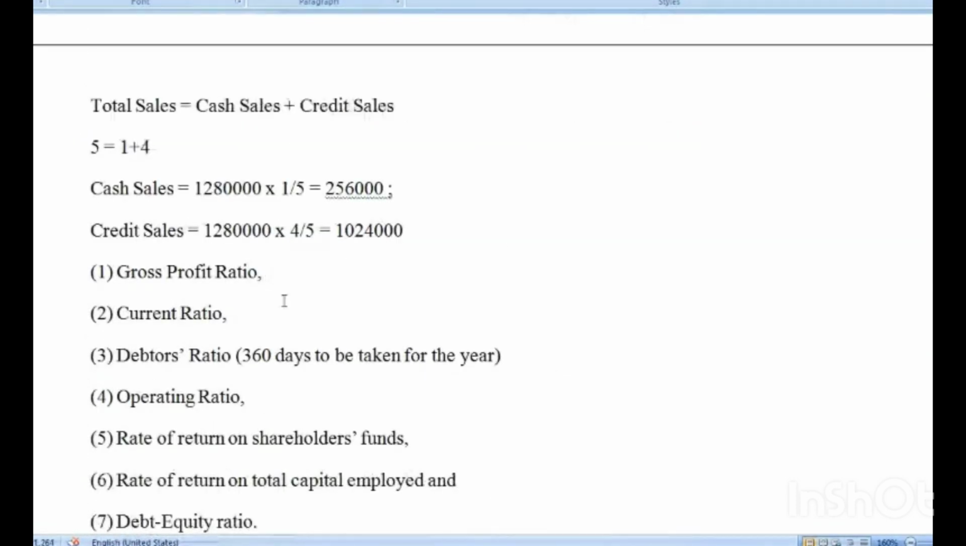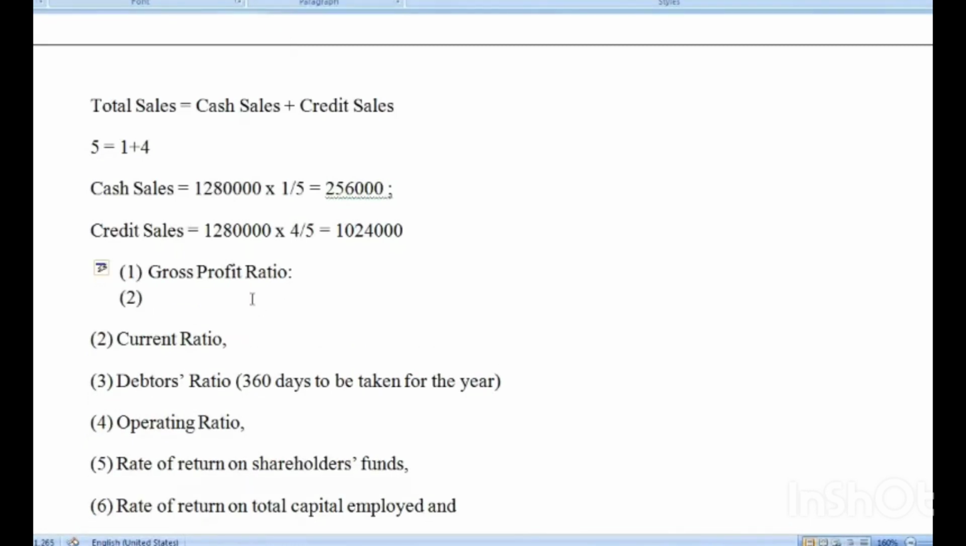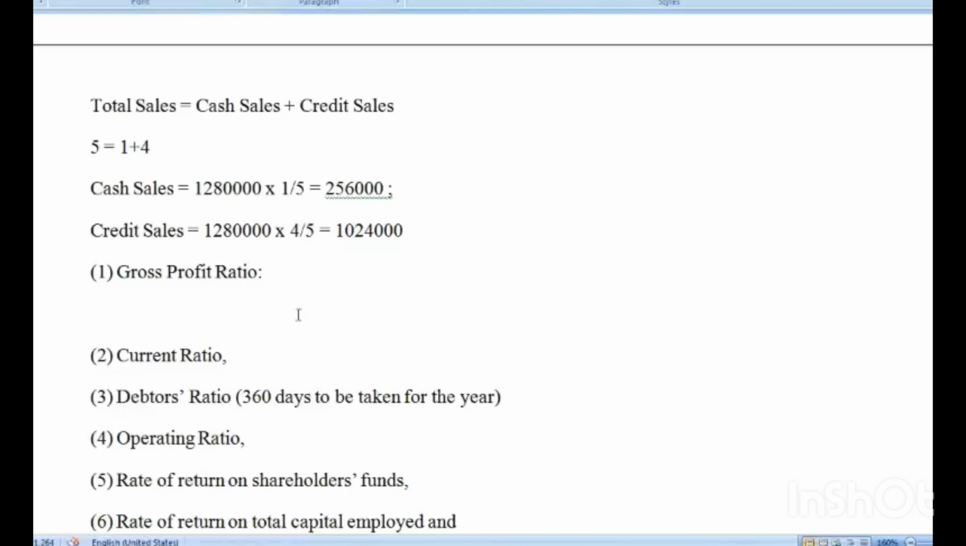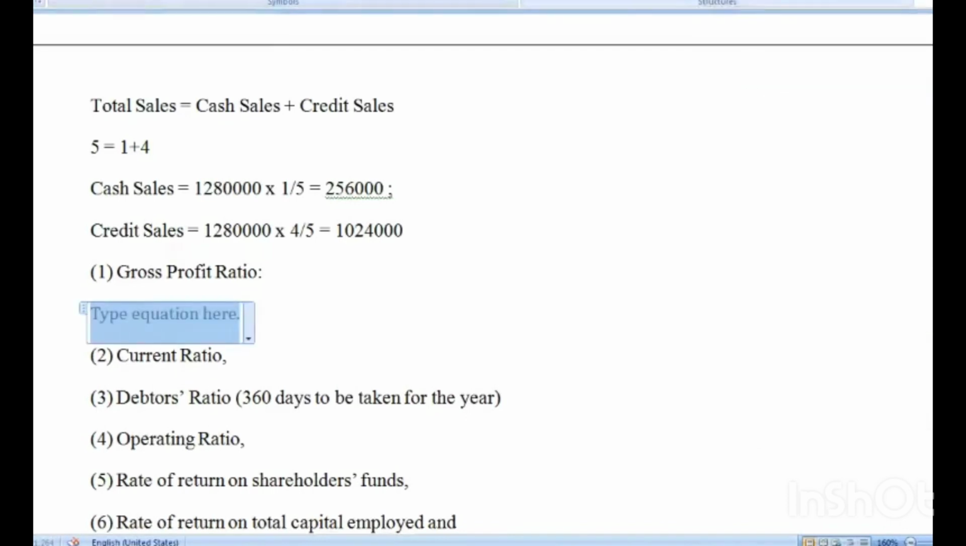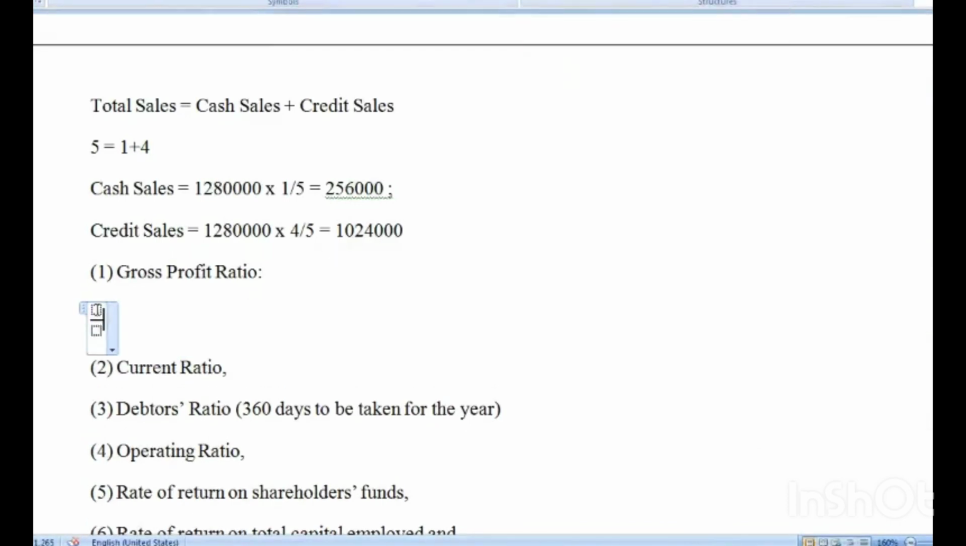So the first ratio you have to calculate is the gross profit ratio. Can you tell me the formula of gross profit ratio? Gross profit upon sales into 100. Very nice. Okay, so this is the formula.